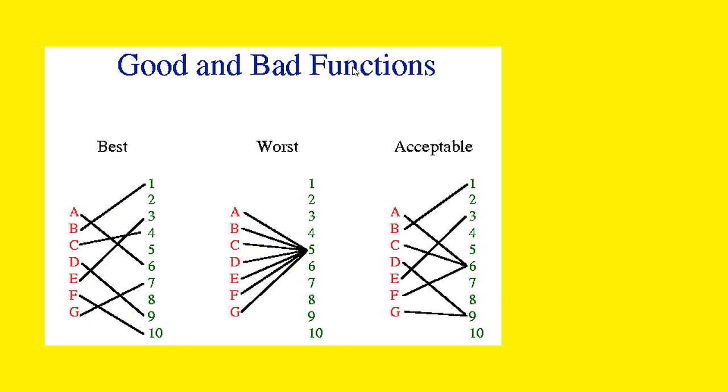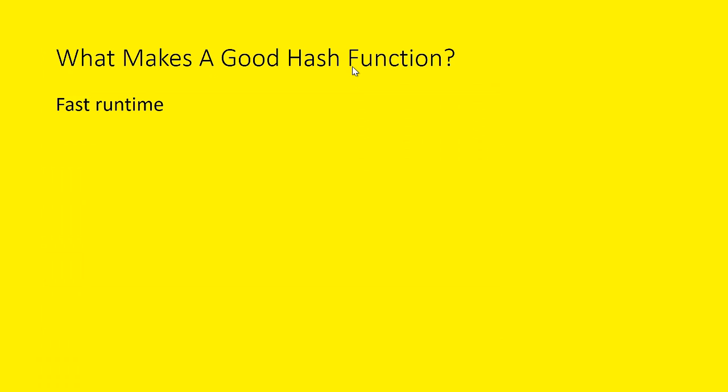Okay. So some of the good and bad hash functions, how it should be: best is it should ideally give one place for one guy. Worst is one place for all the guys. And in reality, it's like one or two places shared by a couple of guys because of the collision. So this is how it happens in real life.